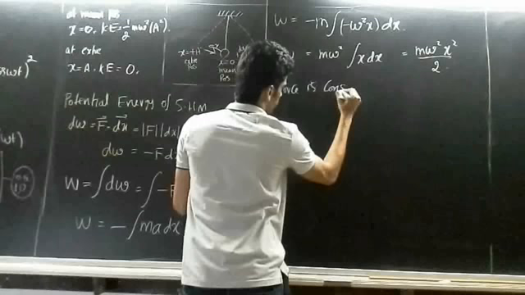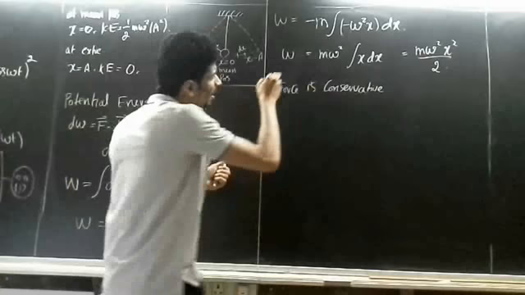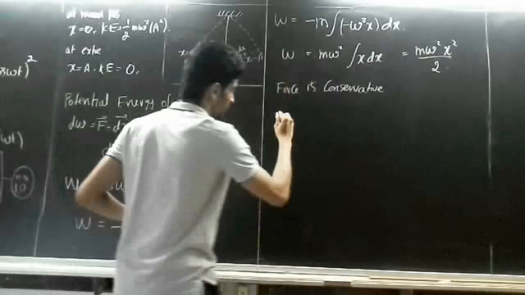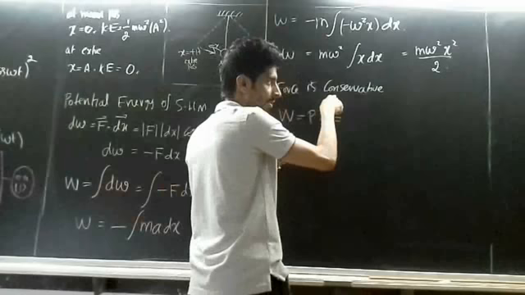So what does it mean? I can say that whatever the work done by the restoring force is exactly equal to the potential energy. That's why work is equal to potential energy, because the force is conservative. And this work is equal to m omega square x square by 2.